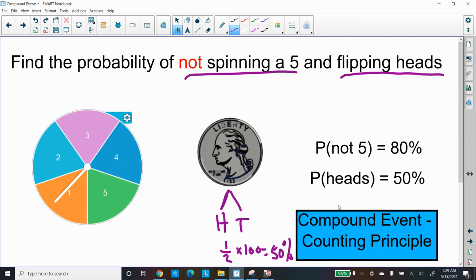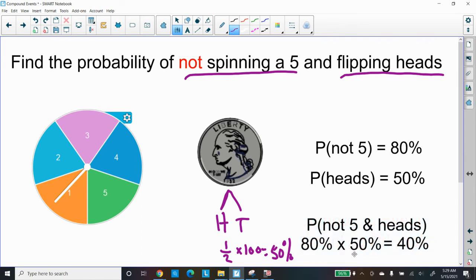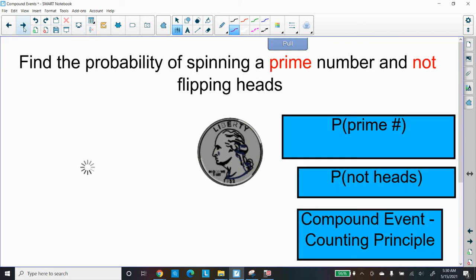Now I'm doing compound probability because I'm doing two different things. So I have to use the counting principle with these two percentages. I'm going to multiply 80% times 50% because the counting principle tells us to do that, and that'll give us 40%. So we'll have 40% chance of not getting a 5 and getting a head. That was pretty interesting. So let's try another one.